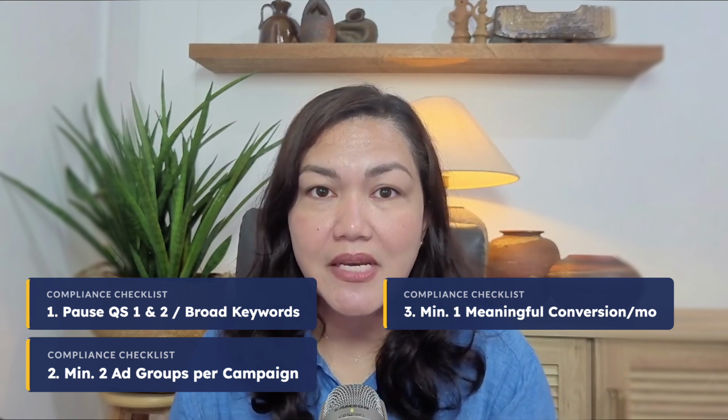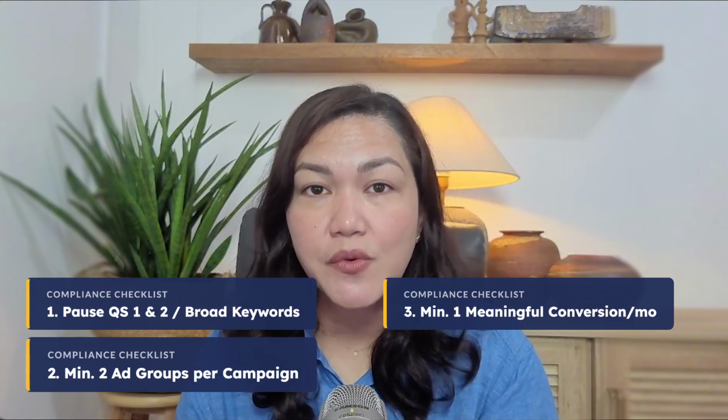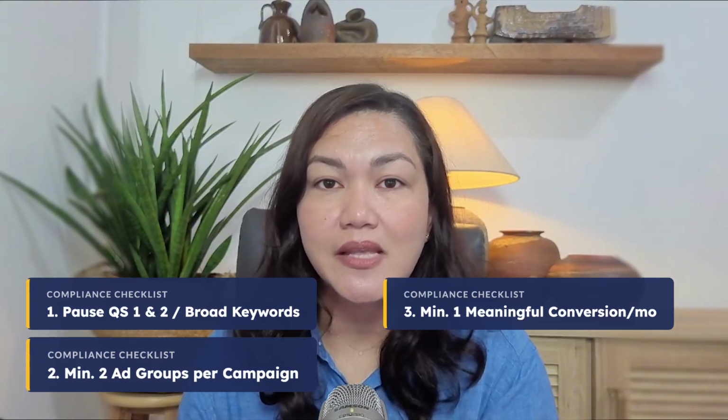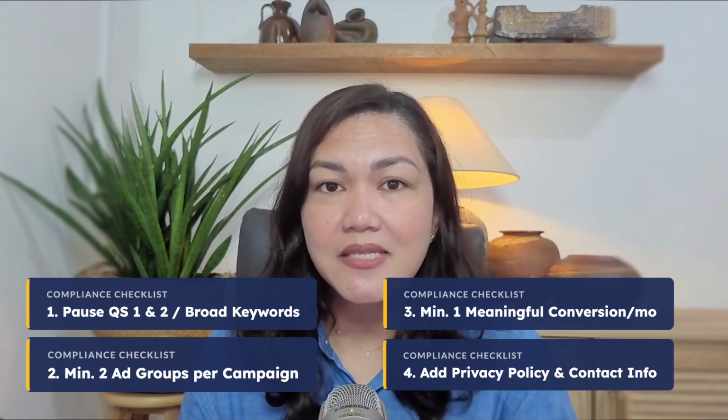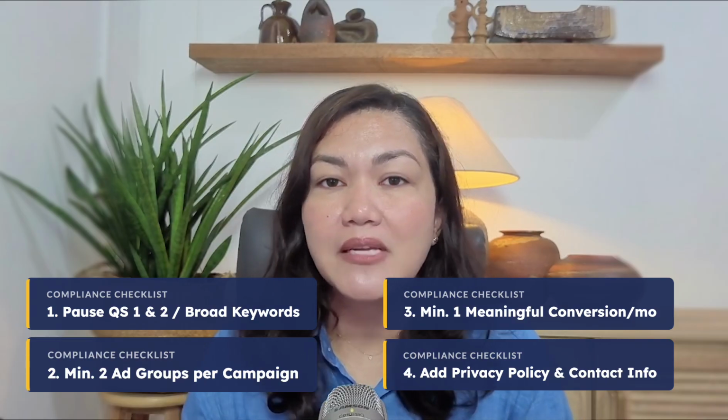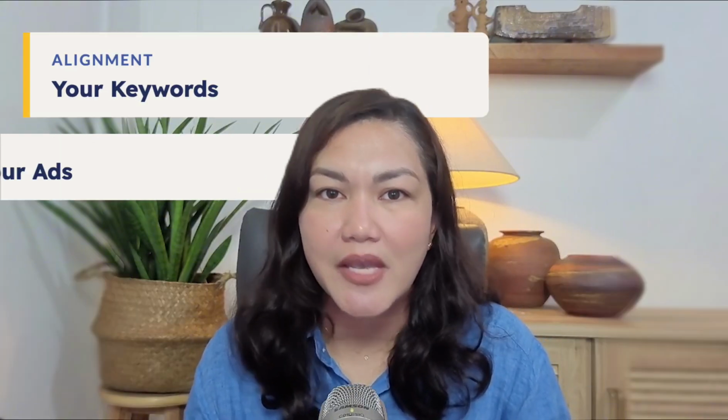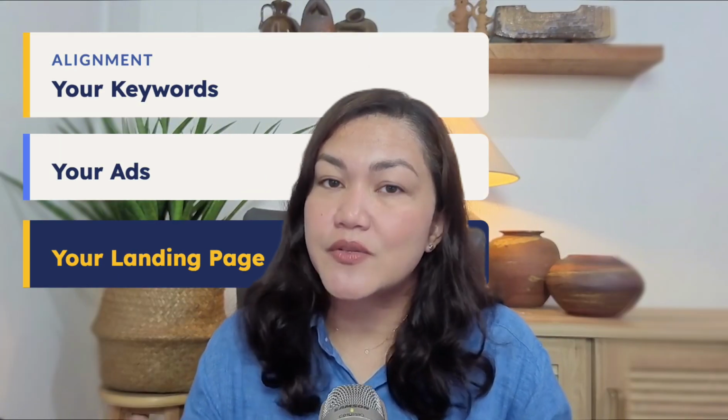Then there's your website. Your landing page needs to match your keywords, and your site needs basic trust signals like a privacy policy and clear contact information. So yes, there are rules, but most of them come back to one idea. Everything needs to line up: your keywords, your ads, your landing pages. When they're aligned, you stay compliant and your ads perform. When they're not, that's when you start seeing limits, low impressions, or even a pause. These challenges aren't impossible to overcome. They just take focus and sometimes a second set of expert eyes.